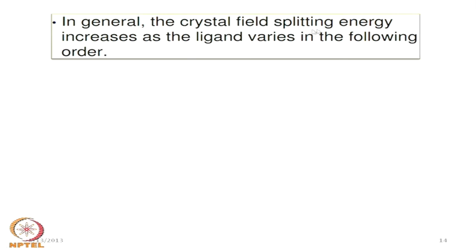In general, the crystal field splitting energy increases as the ligand varies in the following order. That means we can try to locate the electrons in a particular order, the way we have seen in the case of Ni2 plus, the ordering for water, ammonia and ethylene diamine. In that particular case the weakest one is water and the strongest one is ethylene diamine. So, water would be less than ammonia and less than ethylene diamine.